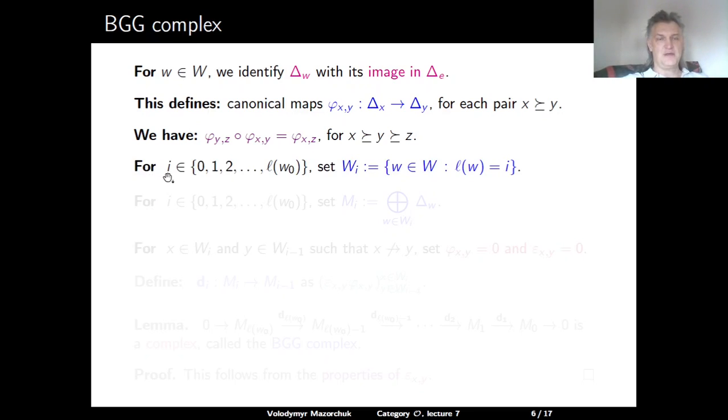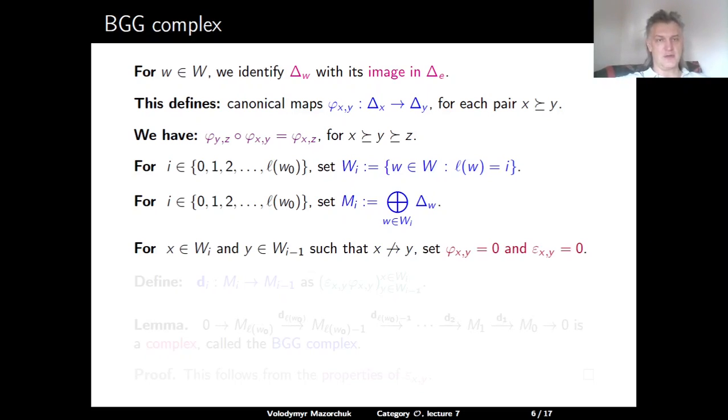Now, for each non-negative integer i between 0 and the length of the longest element in W, we denote by W sub i the set of all elements in W of length exactly i. And again, for each such i, we denote by M sub i the direct sum of all Verma modules delta w, where w is in W sub i. If we have two elements x and y in W, such that the length of x is i and the length of y is i minus 1, and which are not arrow related, then we define the corresponding phi xy to be 0, and the corresponding sign epsilon xy to be 0 as well.